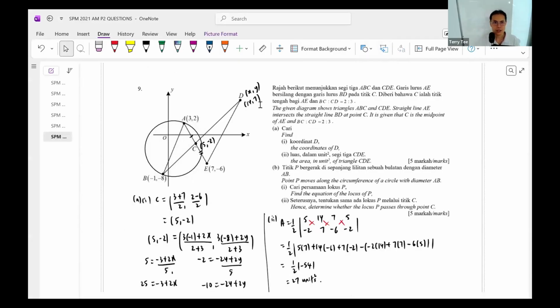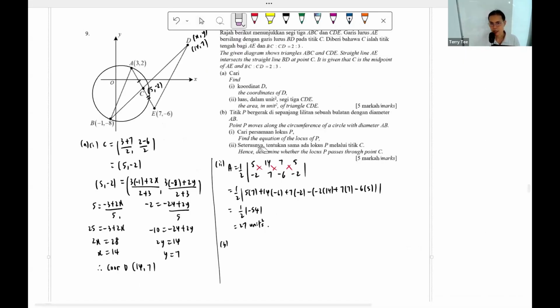The question asks us to form the equation of locus of P such that AB is a diameter. Actually there are 2 ways to do it. Number one, some people go and find the center of the circle, then find the distance between A and the center. Then they use constant distance from a fixed point. I'm here to teach you another method, which is using constant 90 degrees.